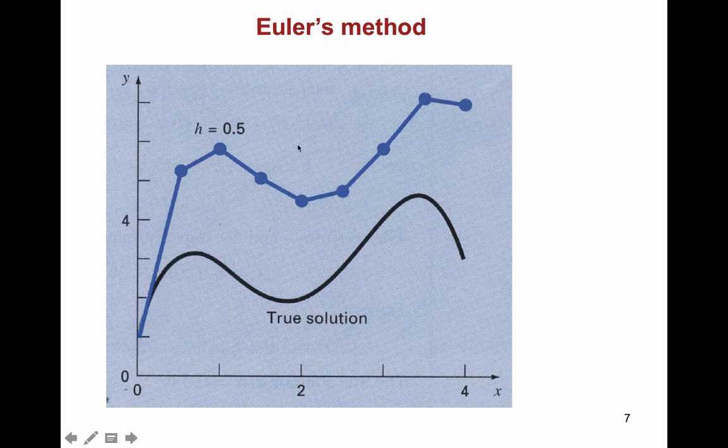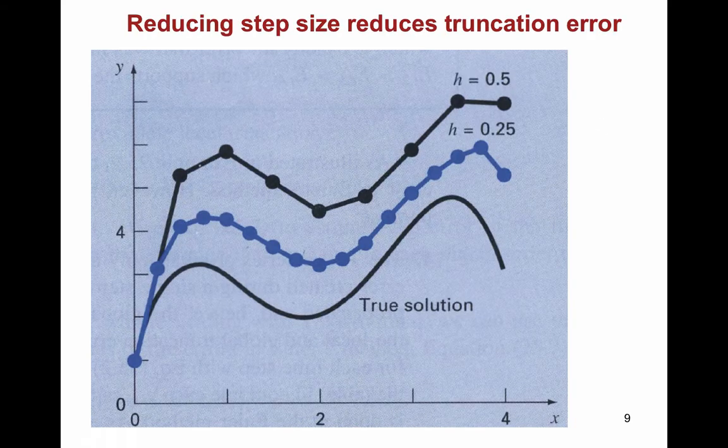Okay? And this looks pretty bad because the step is pretty large. Okay, 0.5 is a large step. If I reduce this step size, I'm going to improve. So this is my step 0.25. I'm getting closer to the original solution.